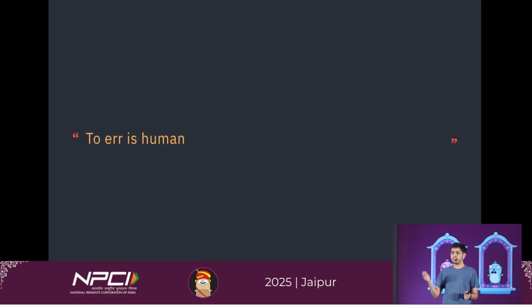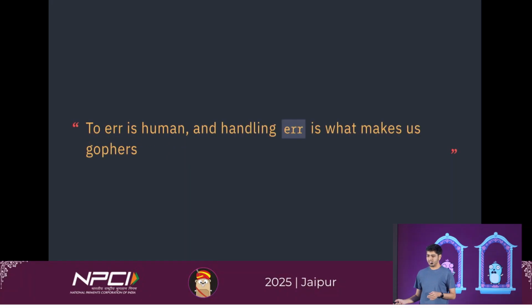We all have been using a lot of AI tools, and it's kind of blurring the line between the role of humans and the role of AIs. But you should always remember that AI is just another tool, and it is what we do that makes us human. And as the great poet Alexander Pope said, to err is human, and handling error is what makes us go first.